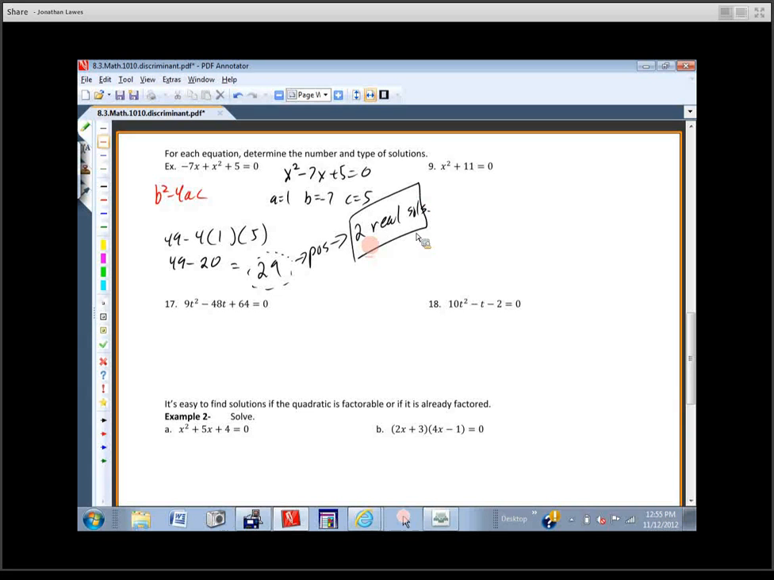What if it was 25? Nope, not one solution, it's positive, so we've got 2. We'd say it's 2 real, and we'd insert the word here, rational. Let's take a look at the next one.